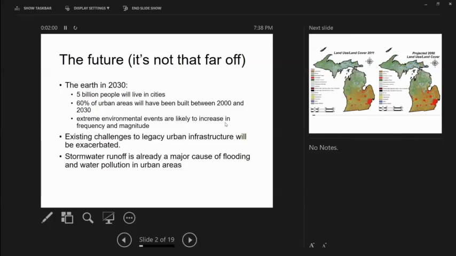So if you look at this, 60% of urban areas will have been built over just those few decades. That's actually an opportunity, right? As these urban areas expand further and further, there is the opportunity perhaps to build the stormwater systems in a way that they can become more resilient to these expected changes in environmental events.